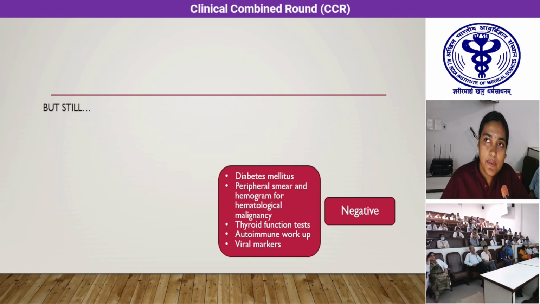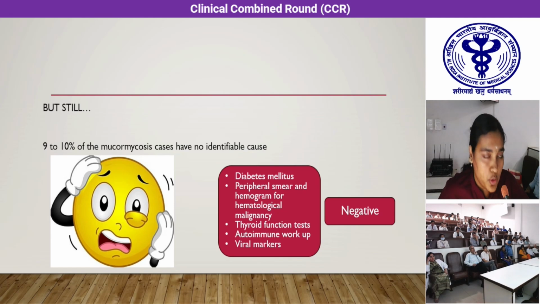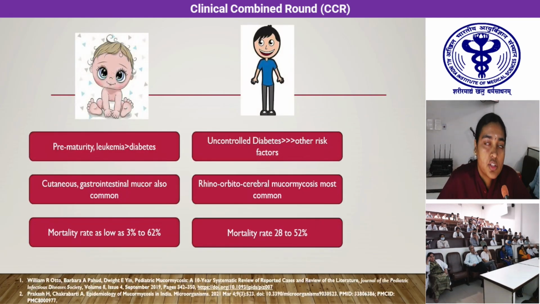So, in our patient, we worked up for diabetes. We did a peripheral smear to rule out any hematological malignancies. We did an autoimmune workup and viral markers, but still literature shows that 9 to 10% of mucor cases have no identifiable cause. So, just a few differences between pediatric and adult mucormycosis.